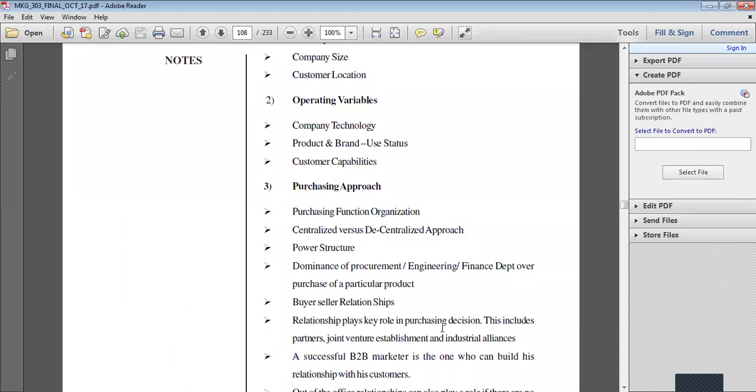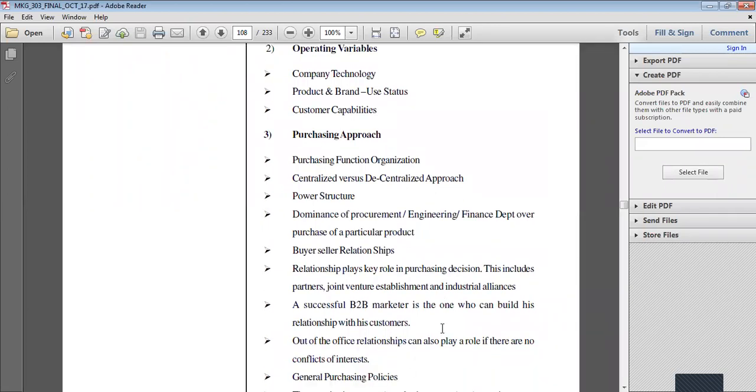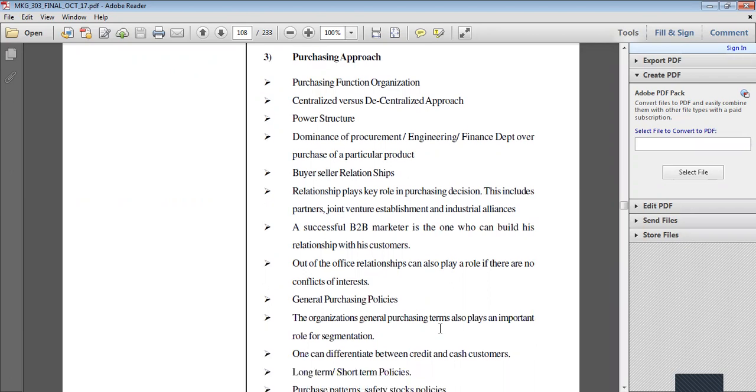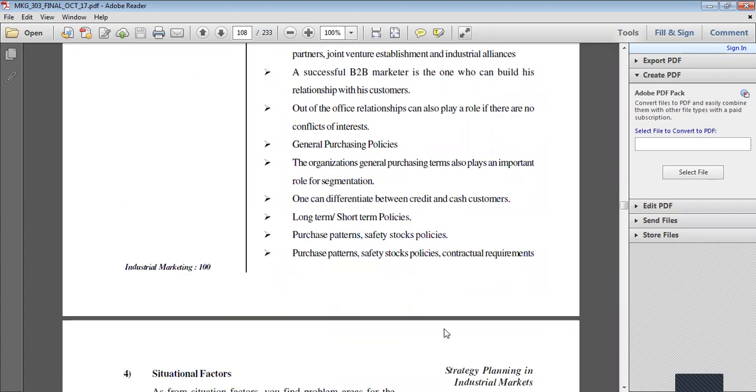Centralized approach, power structures, dominance of procurement, engineering, finance department, or purchase of a particular product. Buyer-seller relationship plays a key role in purchasing decisions. This includes partners, joint venture establishments, and industrial alliances. A successful B2B marketer is one who can build a relationship with his customer.